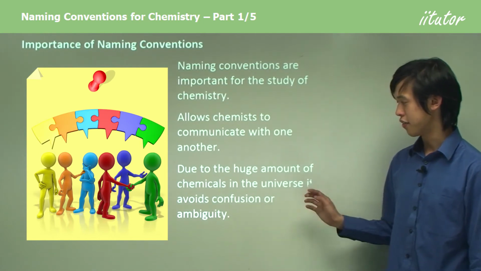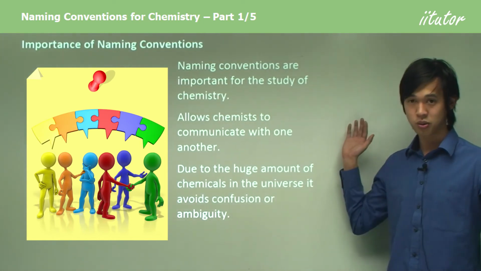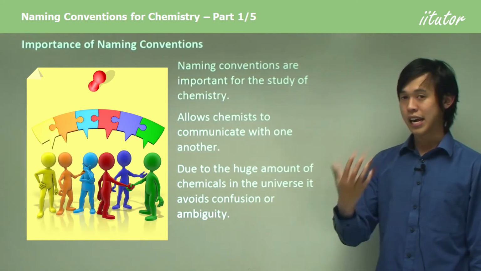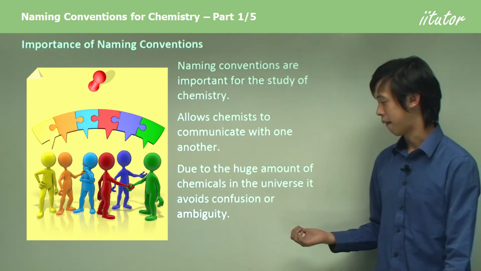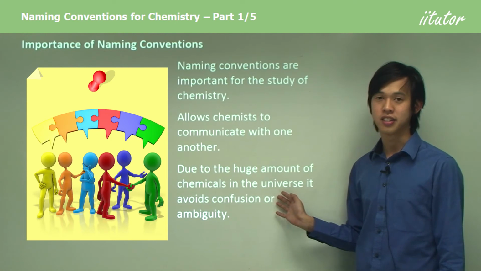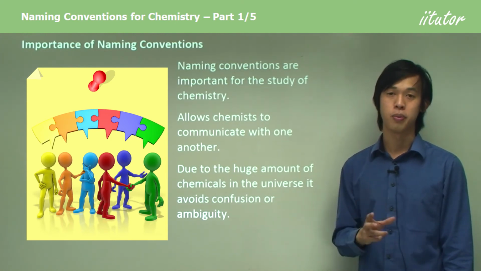Now, because of the huge amount of chemicals in the universe, just the vast majority of them, a naming convention also helps to avoid ambiguity or confusion. Okay, so other than this one, the other one here is that there are a lot of chemicals that look very, very similar, but have very, very different properties.